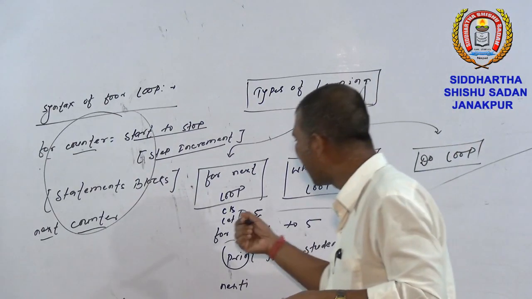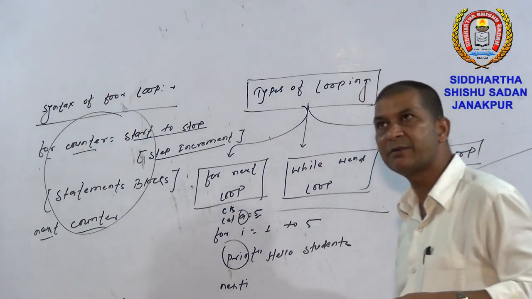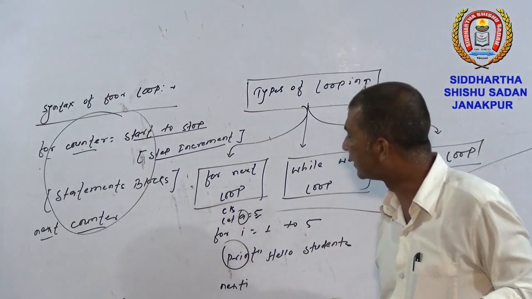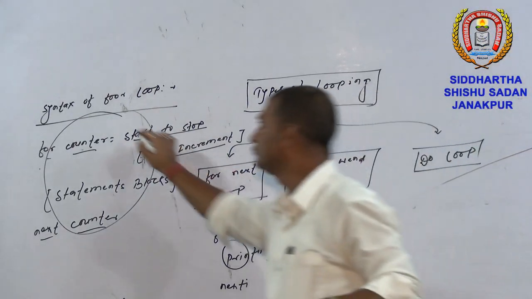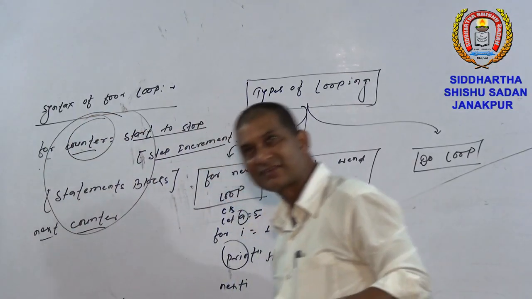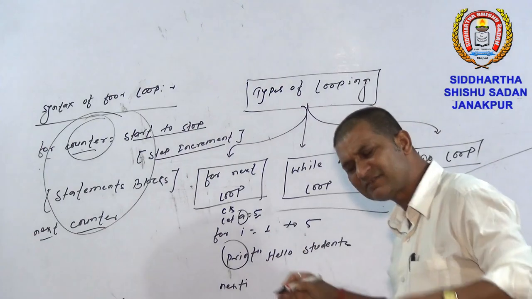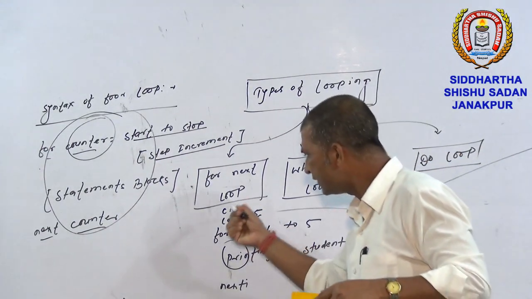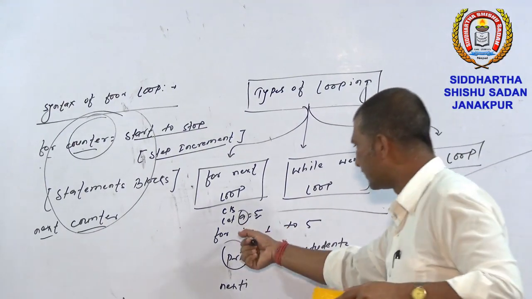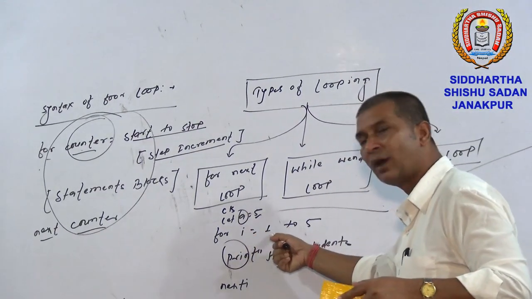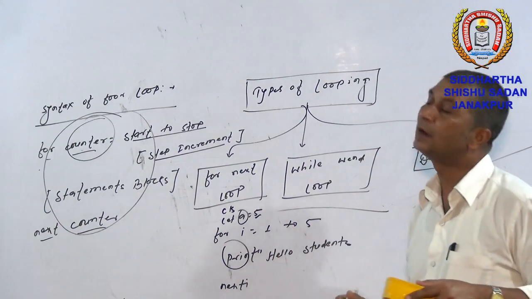So students, here for I equal to 1. A is a variable, and I is also a variable. I is known as counter. The counter here is I. It means the variable used with the looping statement is known as counter. So here I is the counter. I equal to 1, 1 is the starting value, to is the keyword, and 5 is the last value.